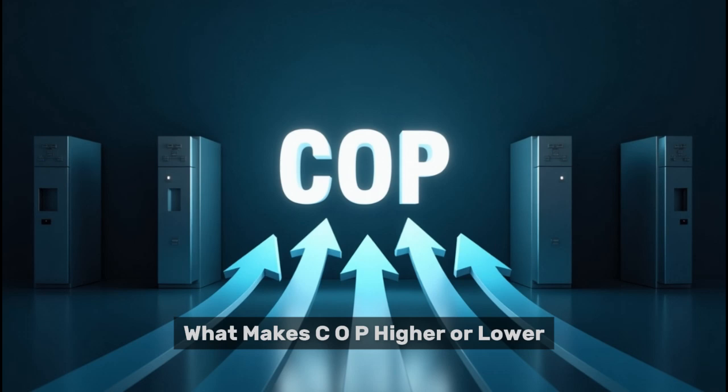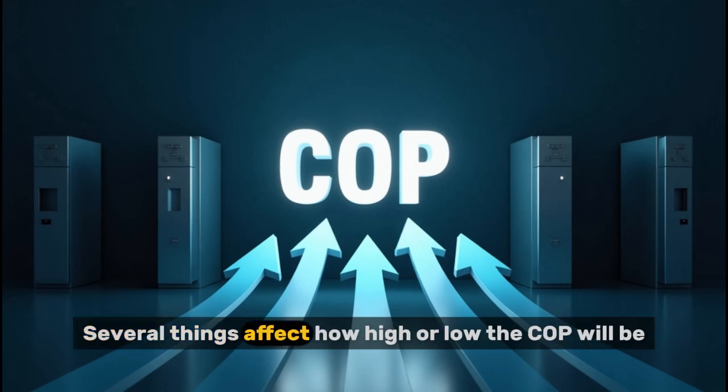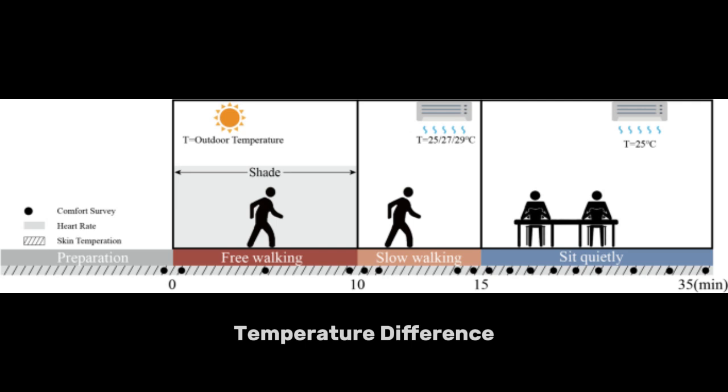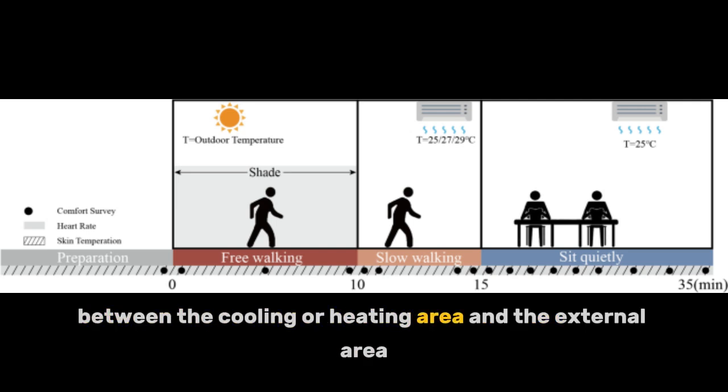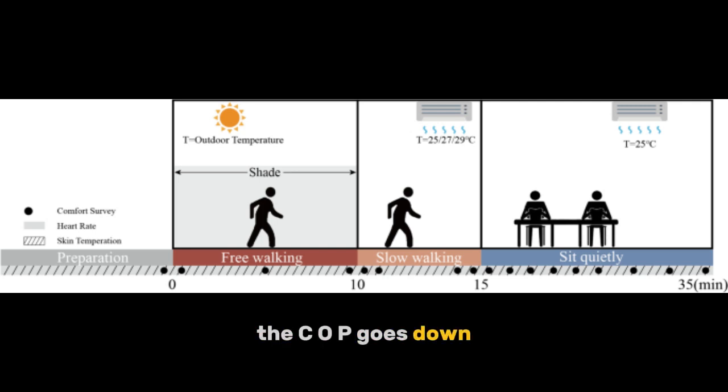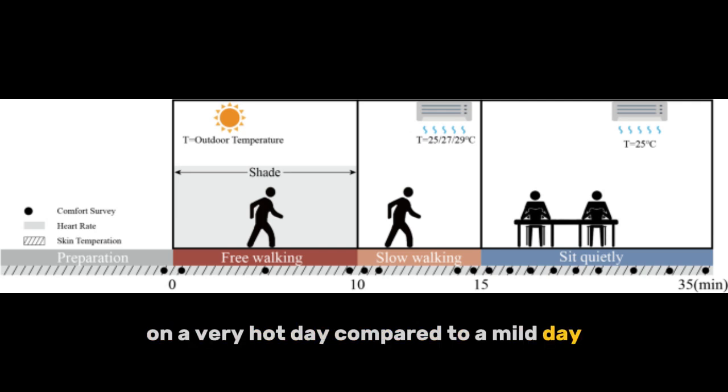What makes COP higher or lower? Several things affect how high or low the COP will be. Temperature difference. When there's a big difference between the cooling or heating area and the external area, the COP goes down. For example, an air conditioner works harder, with a lower COP, on a very hot day compared to a mild day.